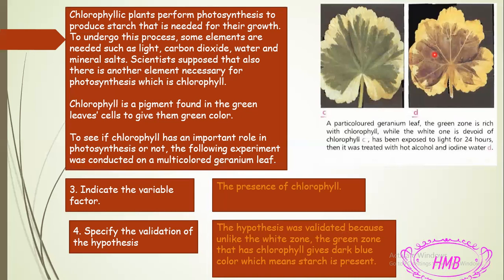And also we studied before that starch is the organic material produced from the photosynthesis. So where I have the chlorophyll, which is in the green zone, I have starch. At the edges, I don't have chlorophyll, so I don't have starch because it gives yellow color, as we see in the picture. So this experiment confirmed that chlorophyll is a necessary element for photosynthesis.